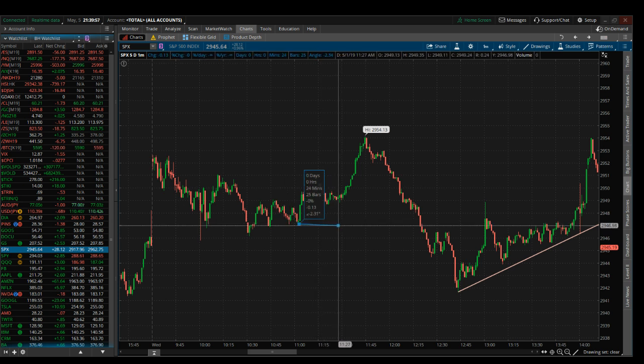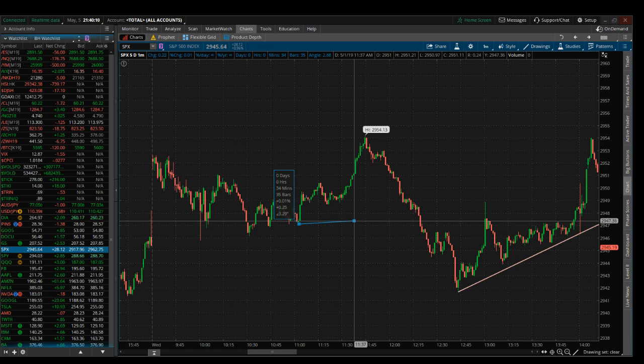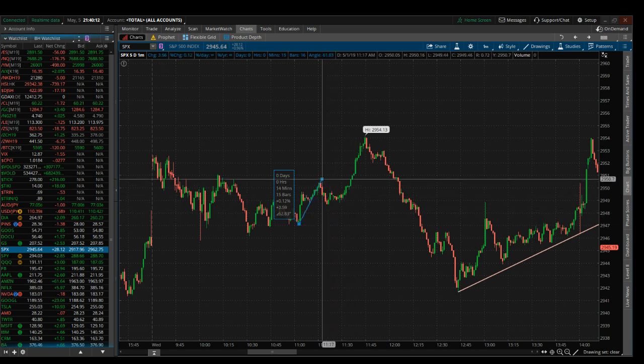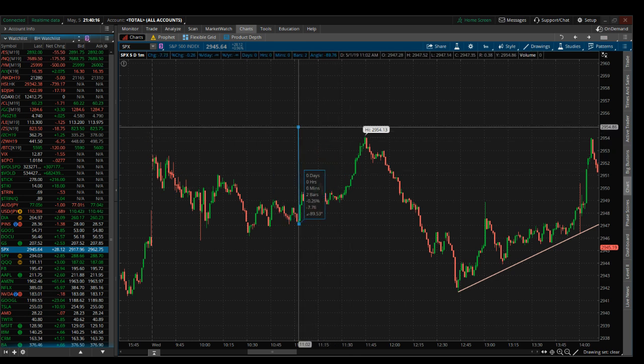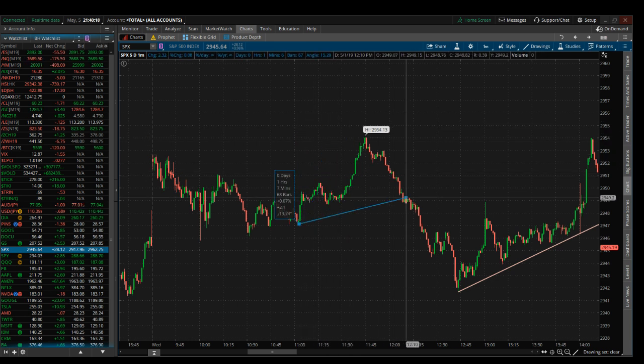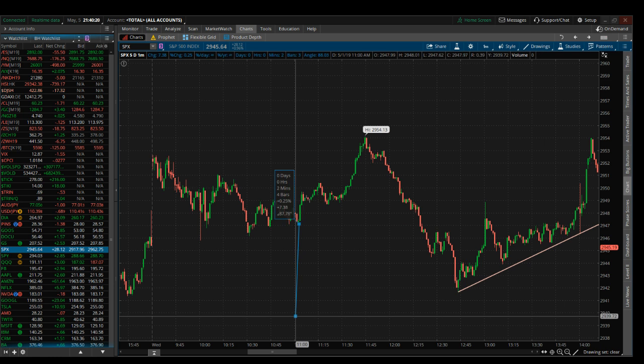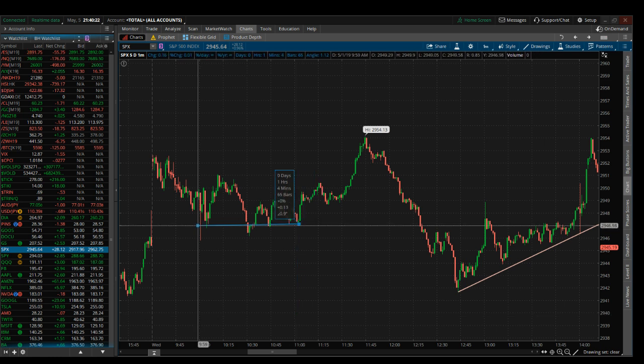How if I go here, it's jumping around, right? Okay, so that blue box has 0 days in it, 0 hours, 32 minutes, 33 bars, minus 0%, minus 0.03, and then see that angle? That's your degrees, how steep the slope is, right? So if you go all the way up, you're going to be 90 degrees. If you go all the way to the right, you're going to be 0. If you go down, you're going to be minus 90 degrees.